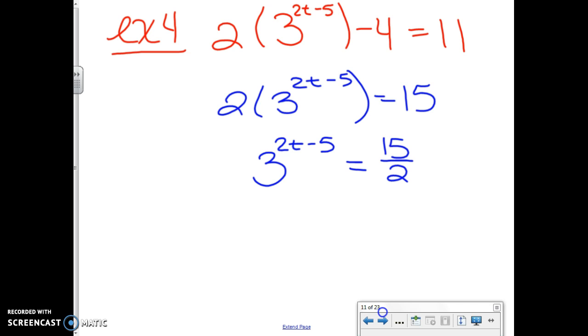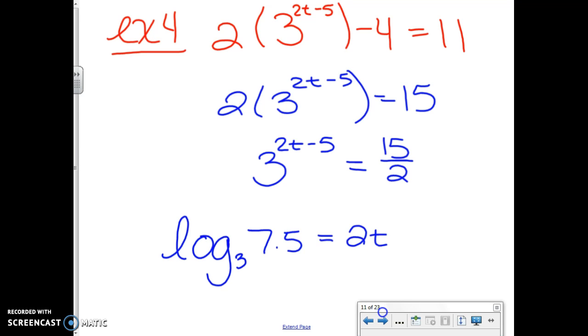So I need to switch formats. We're going to go logarithmic form on here. So I'm going to have log base 3 of 7.5. 7.5 is the same thing as 15 over 2. I just didn't want to write 15 over 2. Equals 2t minus 5. Equals the exponent.